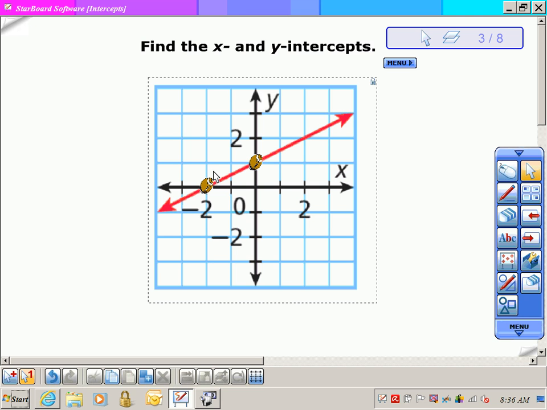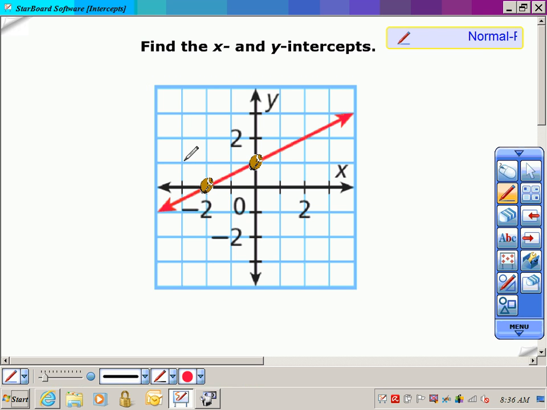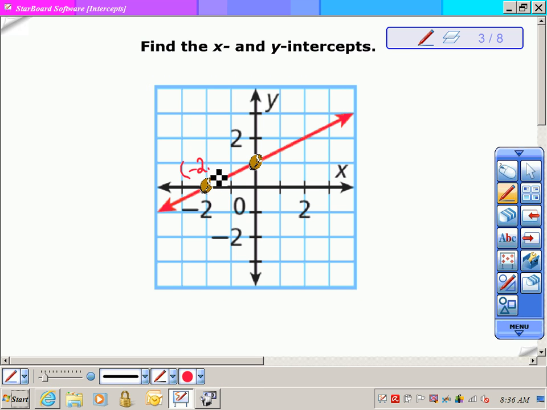Does everybody see that? Wait, what were you saying about x-intercepting and y being 0? On an x-intercept here, this point is -2, 0, right? So on an x-intercept, the y value is 0. And this point, the y-intercept, this point would be what? 0, 1. Good. So the x value is 0.